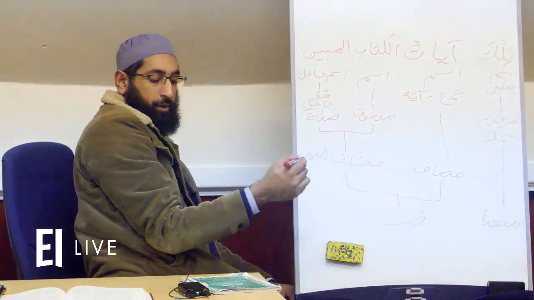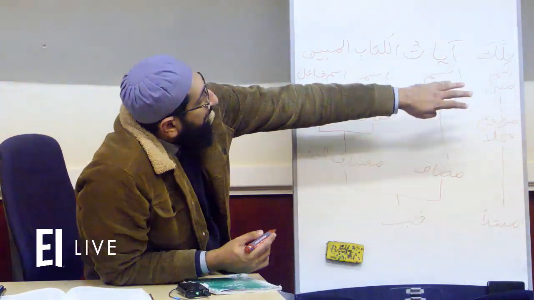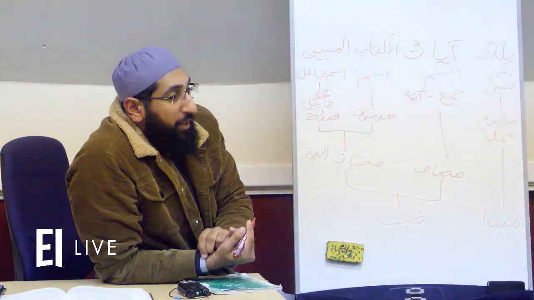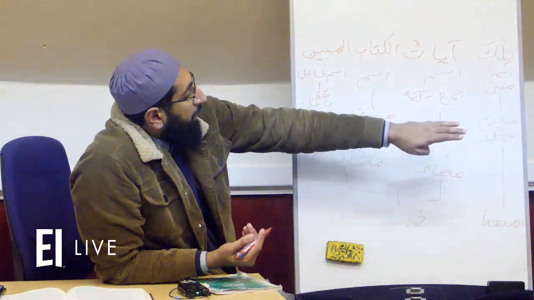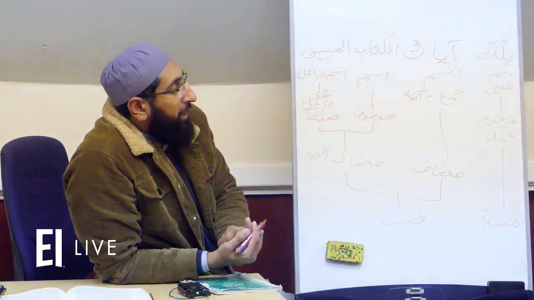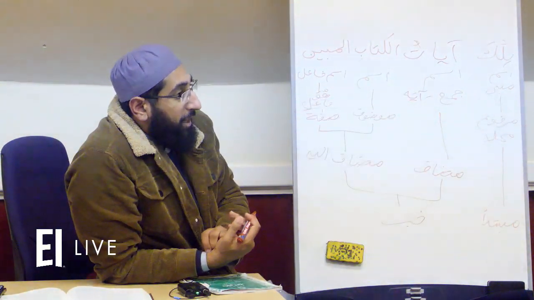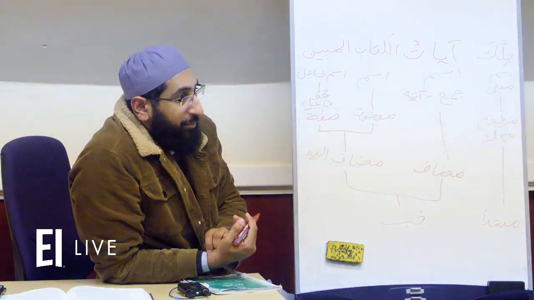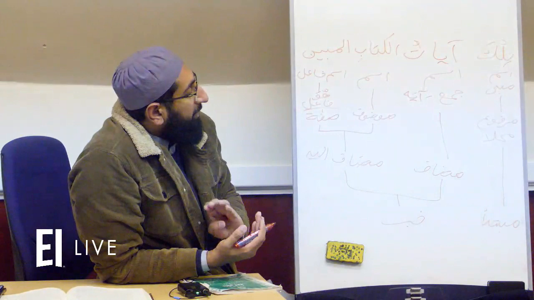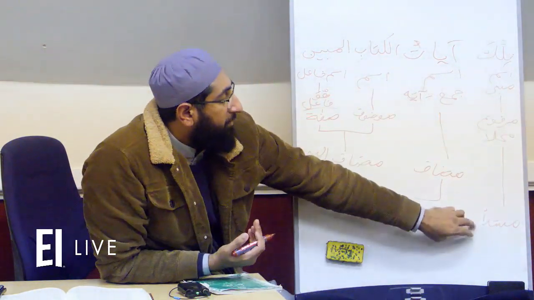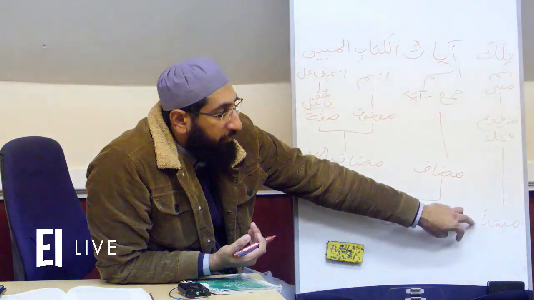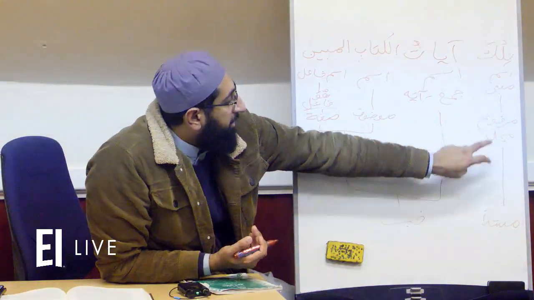Mubtada. So what we mean by ism mabni, because it's from isme ghair mutamakkin. And then it becomes marfu mahallan. Why? Because mabni doesn't accept i'rab, but the place has to accept what it accepts. So the place has to be marfu. Why? Because it's mubtada, and every mubtada is marfu. So this is marfu.